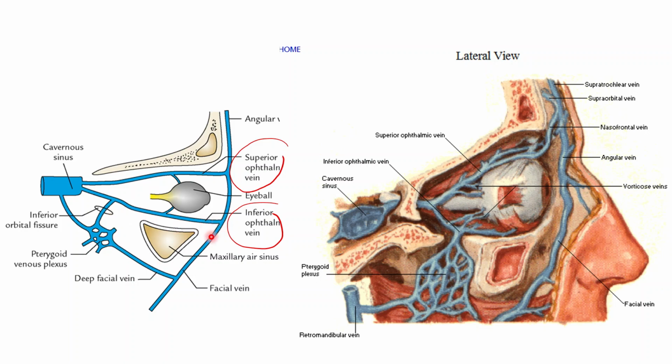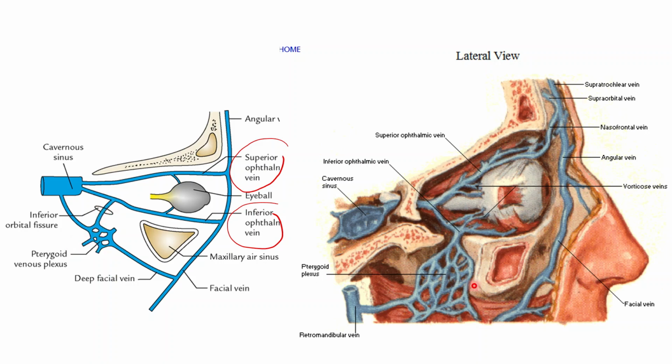lower portion of the orbit. That is, this vein collects blood from the inferior orbital muscles, the lacrimal sac and the lower eyelids, and it is seen to pass through the superior orbital fissure to join the pterygoid venous plexus. So the inferior ophthalmic vein is seen to join the pterygoid venous plexus. So it communicates with the pterygoid venous plexus through the inferior orbital fissure as seen here.